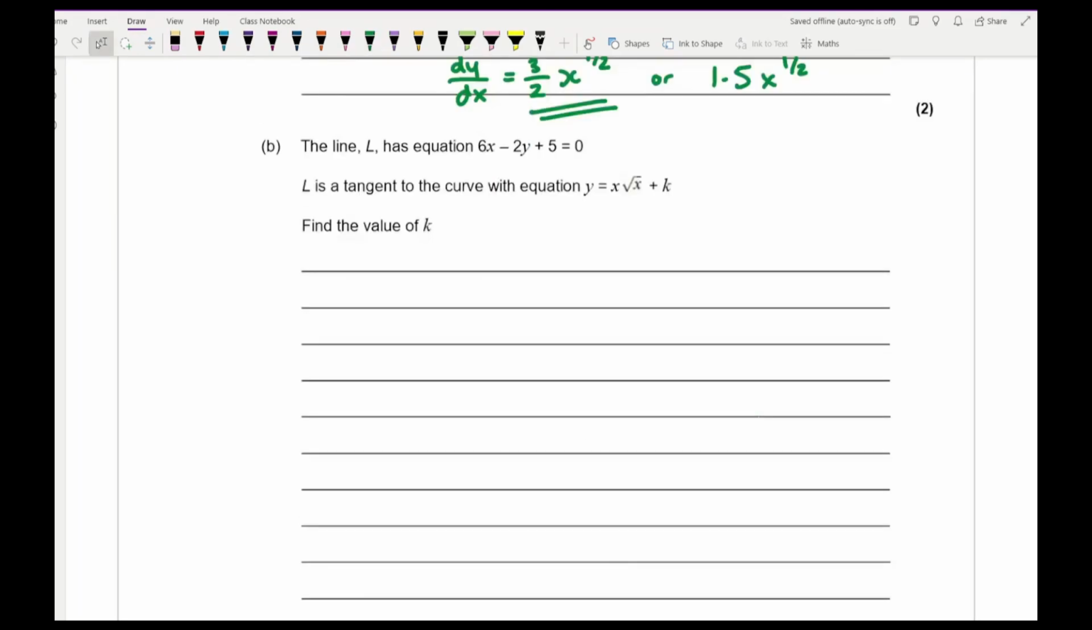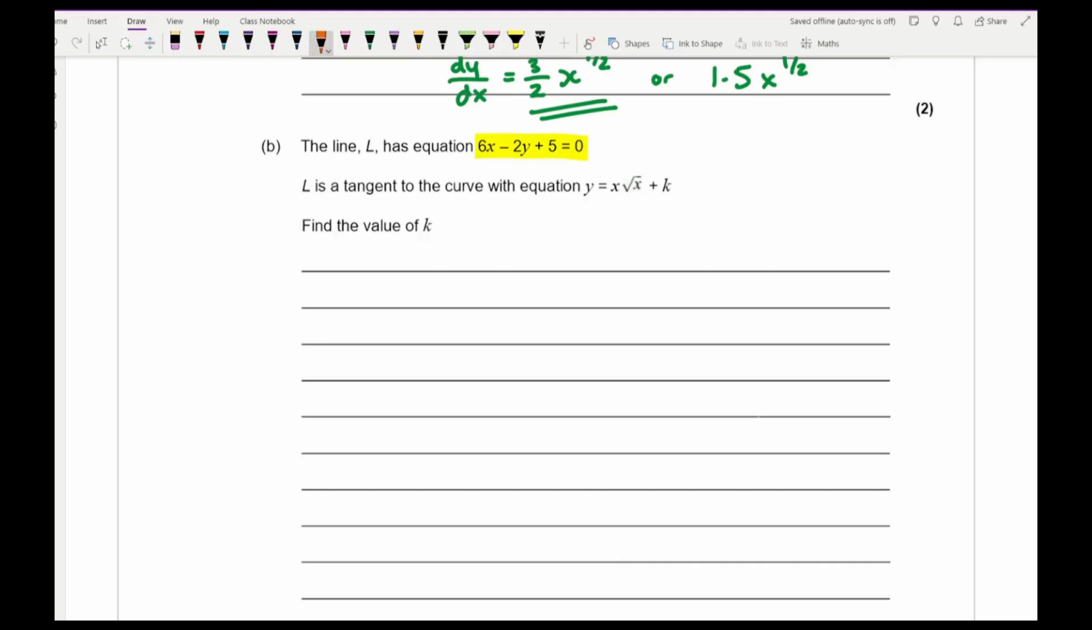Now moving on to B, it says the line L has the equation of 6x minus 2y plus 5 equals 0. L is the tangent to the curve with the equation of y equals x root x plus k. Find the value of k. So the first thing we want to do here is find the gradient of this line, because that is what's going to be equal to our dy dx that we found in part A.